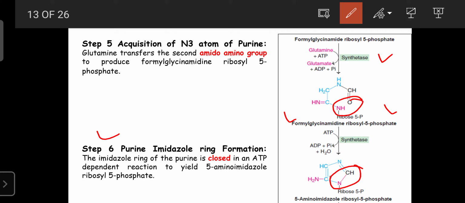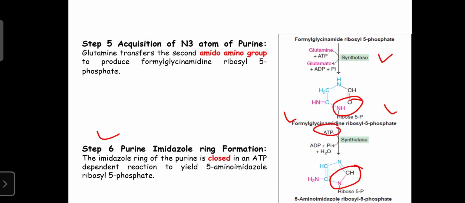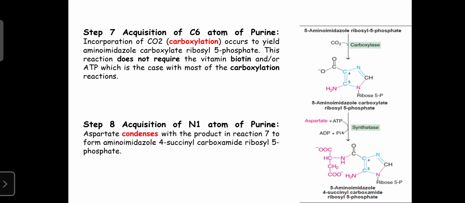The same synthetase enzyme is responsible for closing the ring to form 5 amino imidazole ribosyl 5 phosphate by utilization of ATP. So like that, the ring was closed, and that is responsible for the formation of the imidazole ring for purine synthesis.